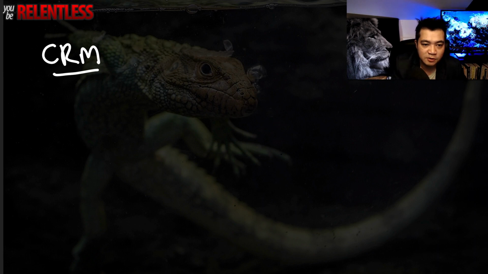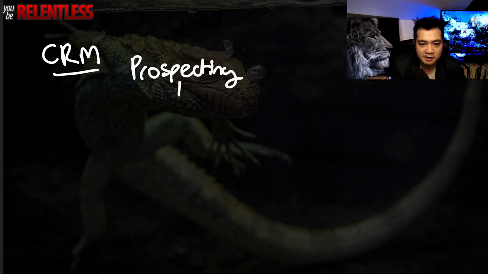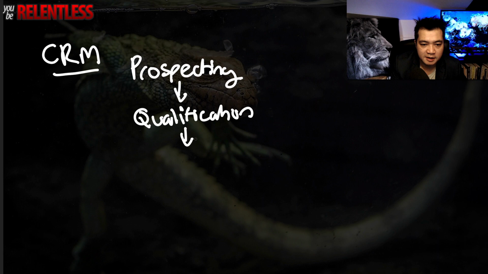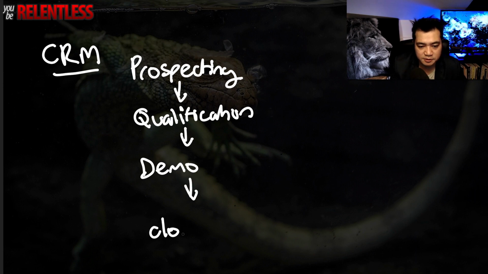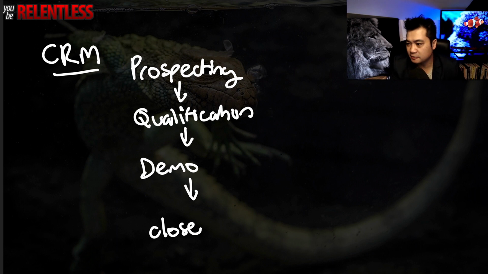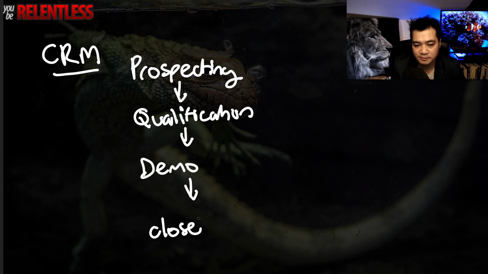The process is you've got your prospecting, which leads to qualification. And then once you finish qualifying them, you want to do the demo, so you want to demonstrate your product and service. And then ultimately you want to close. So this is the very basic part of sales: prospecting, qualifying, demo, and close. That's all you need to do.